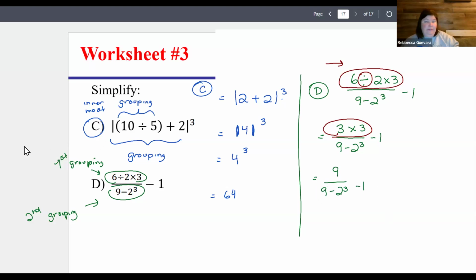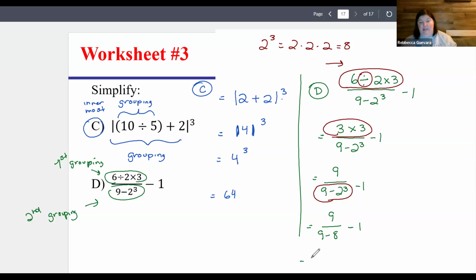Now, when I deal with the bottom, we don't have groupings. So then we look for exponents. We do have an exponent. We have this 2 cubed. So remember, that negative is not, there's not parentheses around it. So we're just dealing with that 2. So it's that 2 that duplicates 3 times. We don't have to worry about that negative. So what this ends up turning into is 9 over 9 minus 8.